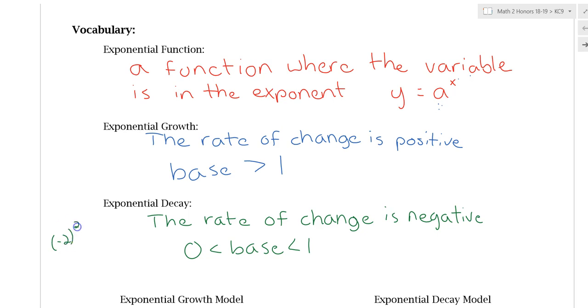For example, negative 2 to the x. Just to quickly draw this, negative 2 to the 0 is 1, negative 2 to the 1 is negative 2, negative 2 squared is positive 4, and then go down to negative 8. And so you see it bouncing back and forth like that, it's called an oscillating function, and it's not actually a function. So our base can't be negative, so it's between 0 and 1.